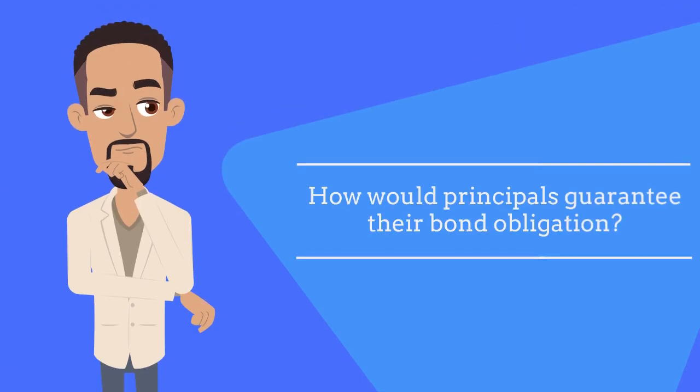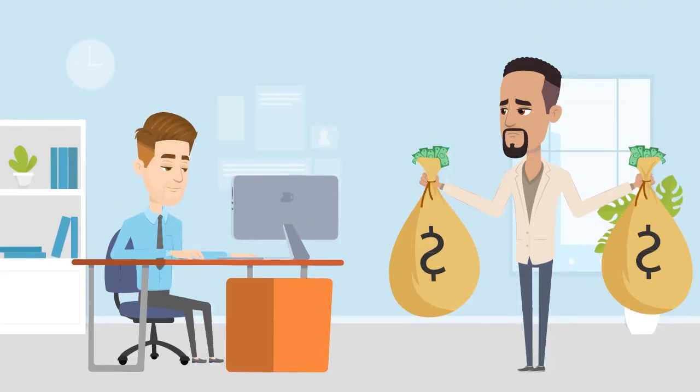If surety bonds didn't exist, then how would the principal be able to guarantee that they would fulfill their bond obligation? The principal would need to post 100% of the bond amount in the form of a cash collateral or an irrevocable letter of credit. Depending on the bond amount, this could severely decrease the principal's working capital and liquidity.